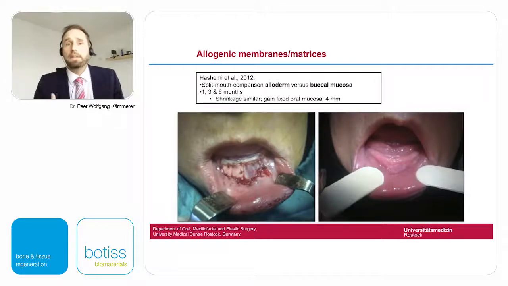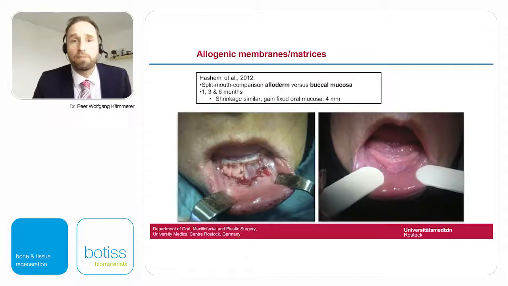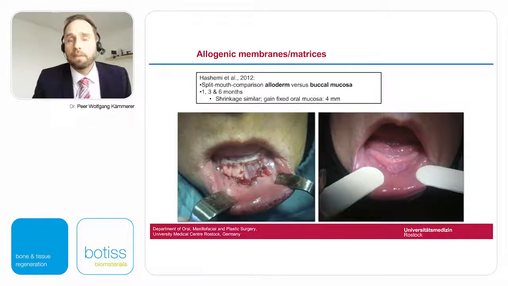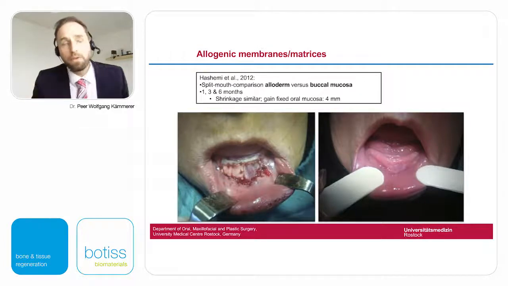Another possibility is using membranes, of course. One membrane: we use allogenic bone, so why not use allogenic membranes? Meaning that this is skin taken from human donors. It's cleaned and then used for vestibuloplasty.